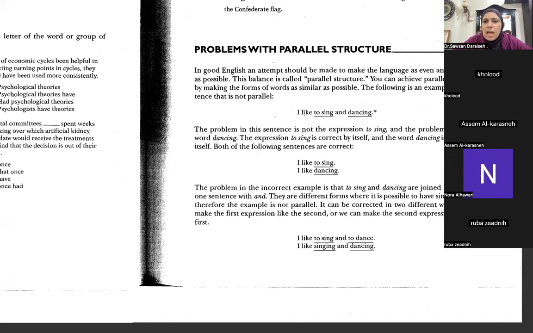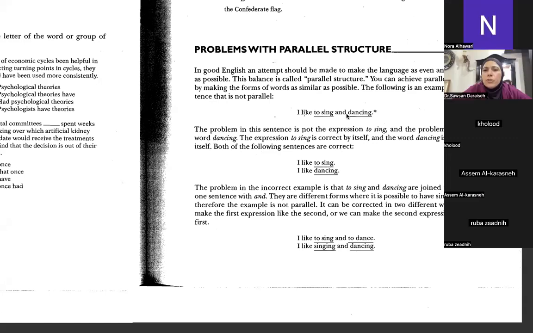The following is an example of a sentence that is not parallel in terms of structure, okay? Look at this. I like, what? To sing. And what should we say here? Look at the star. Remember what I said about the star? That means this structure is incorrect. To dance, yeah. And to dance.